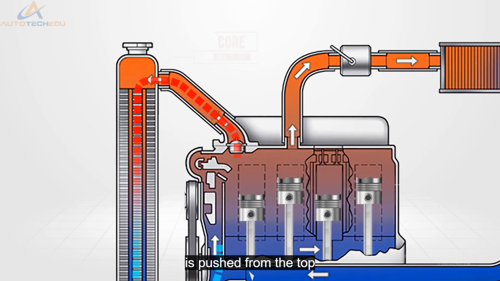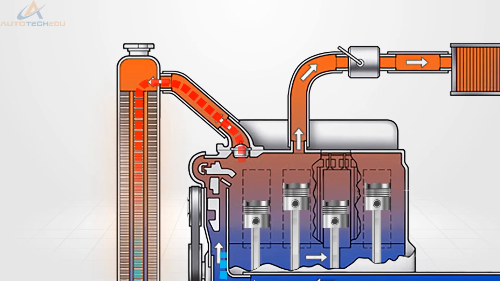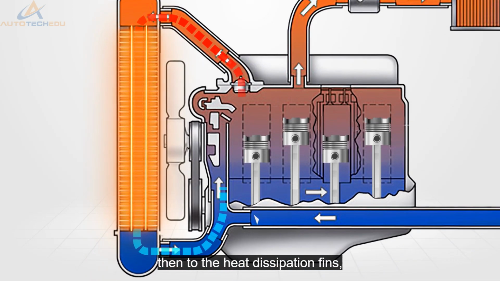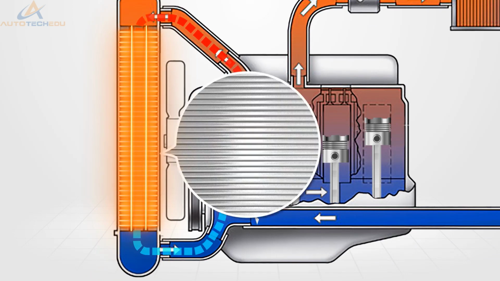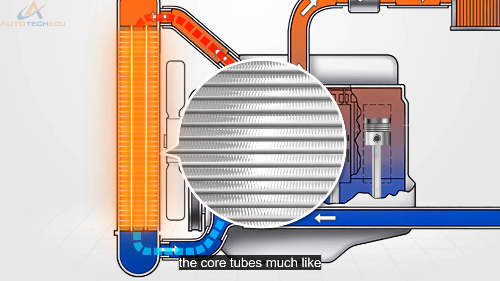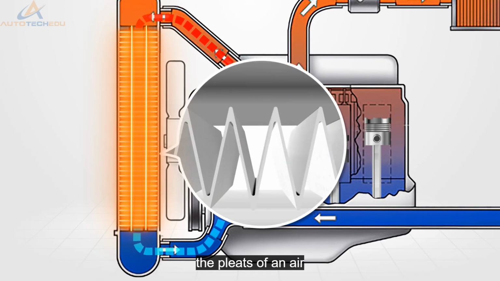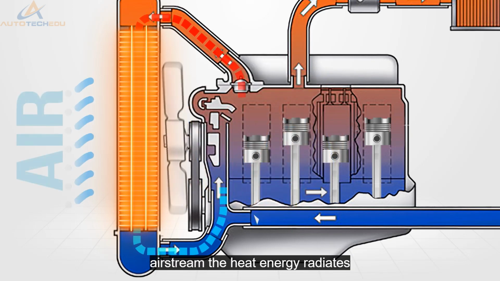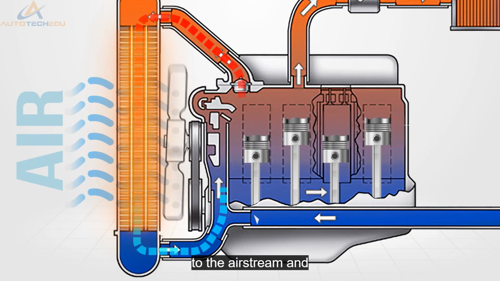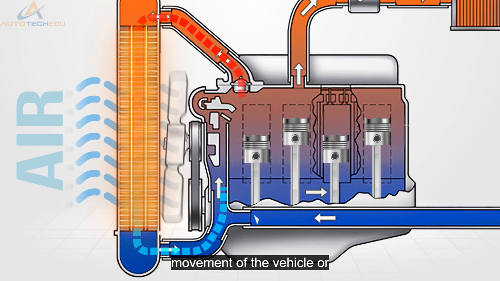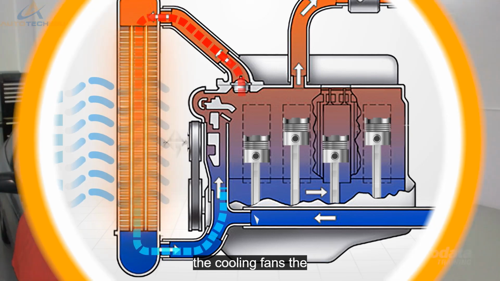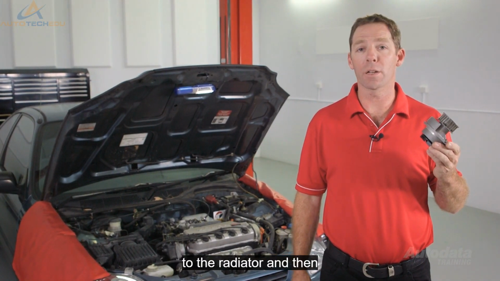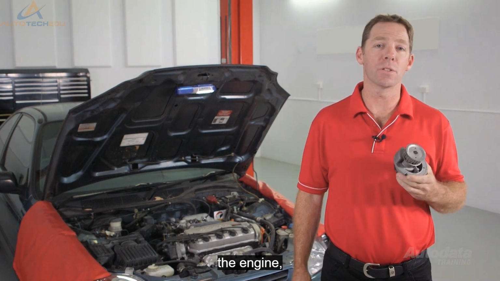As the coolant is pushed from the top tank through the core tubes, heat energy transfers from the coolant to the tube walls, then to the heat dissipation fins. These fins are angled between the core tubes, much like the pleats of an air filter, to increase the surface area available to the moving airstream. The heat energy radiates to the airstream and is carried away by the movement of the vehicle or the cooling fans. The water or coolant pump is used to move the liquid through the water jackets to the radiator, and then from its outlet back to the engine.